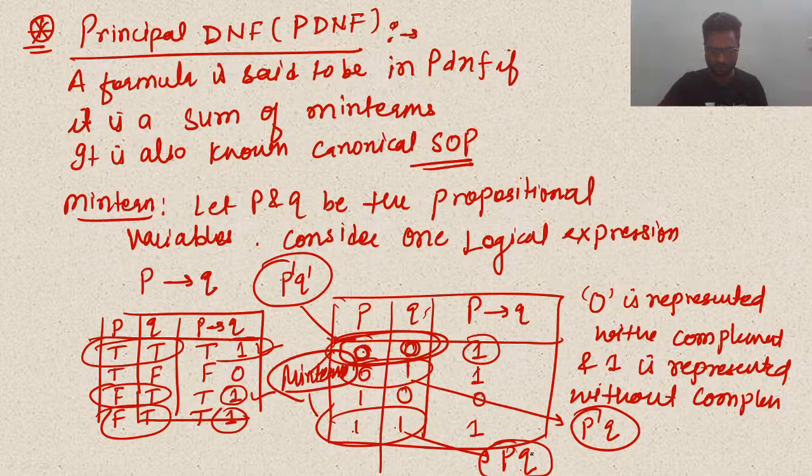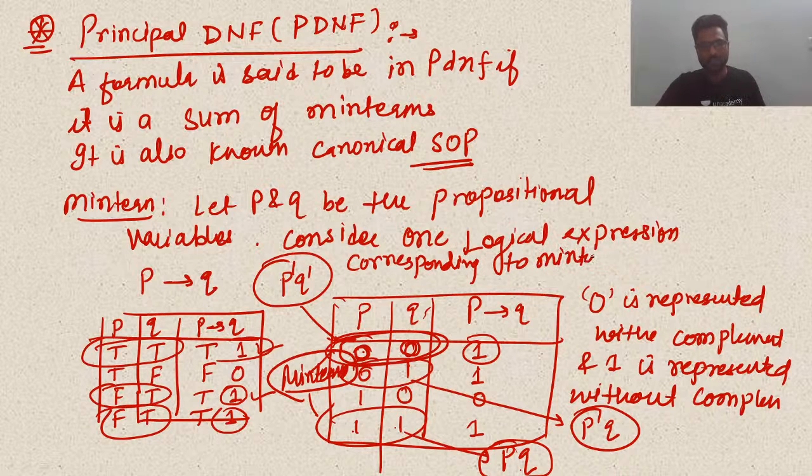Is that clear to everyone or not? Tell me, this one is clear to everyone or not? So corresponding to a minterm, the truth value is 1.